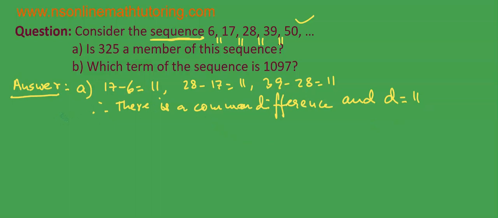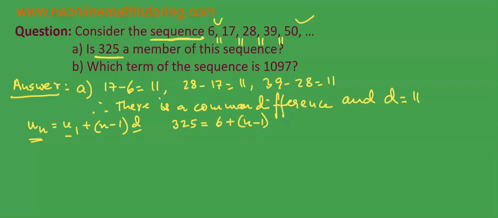So now we have to find whether 325 is a member of the sequence or not. We know the formula for the nth term. We will be using that. un is equal to u1 plus n minus 1 times d, where we know the value of u1, that is 6, and the value of d is equal to 11. So in place of un, we write 325. 325 is equal to 6 plus, we do not know the value of n. We have to find that, which term it is, and whether it is a term of the sequence or not.